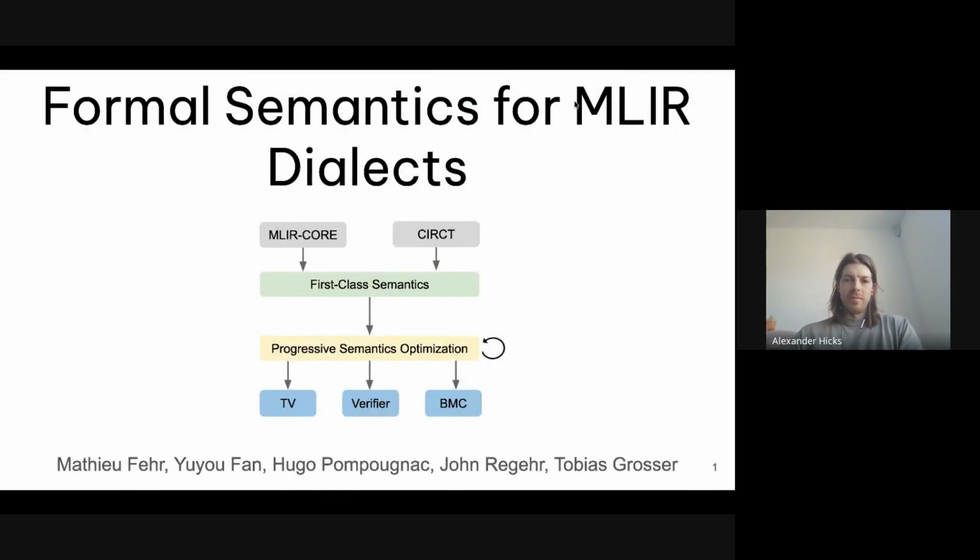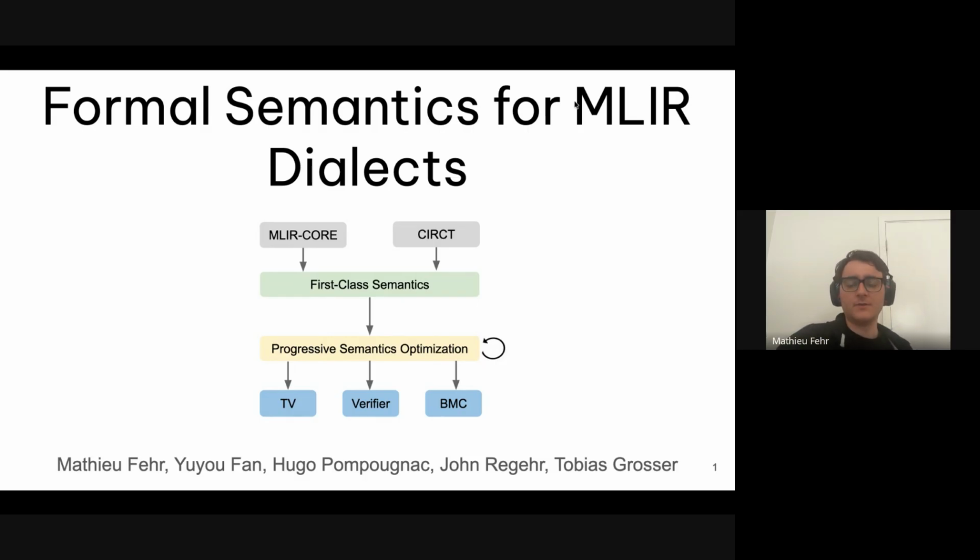Hi, everyone. So I'm Mathieu, and today I'm going to present this formal semantics for MLIR dialects as dialects. This is joint work with some people at the University of Utah, and Hugo Pompougnac, who is from INRIA, I think, and was visiting us at the time at the University of Cambridge.